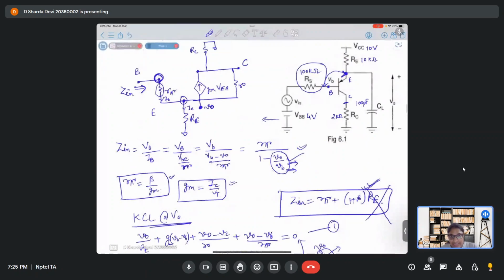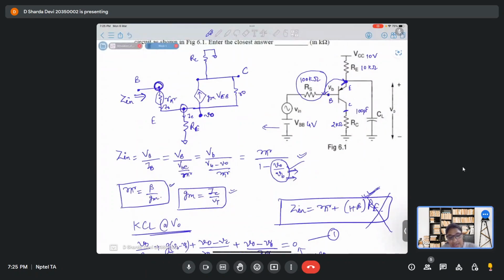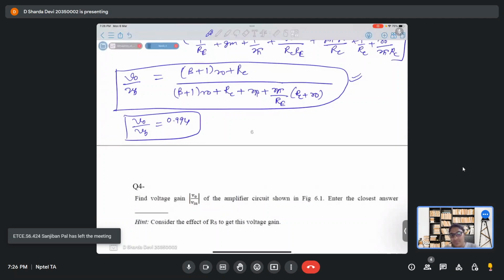We could write it like that because we didn't have R0 at that time, we didn't have Rc at that time. So we could simply write it in terms of R pi and Re. But now we have R pi, Re, R0 and Rc. And when all these terms are present, the influence of Gm will also come into the picture, and hence the complete expression turns out like this complex expression. Okay. So finally we have got this V0 by VB.